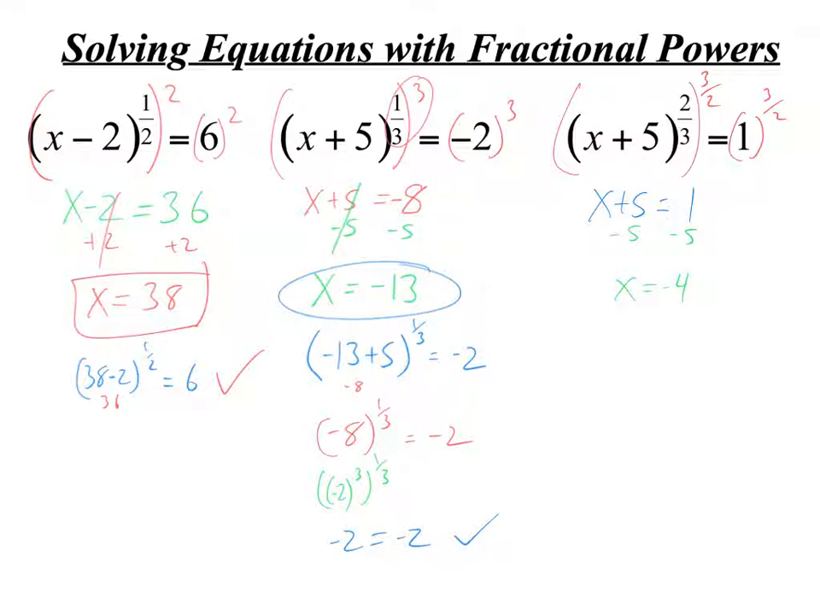Now, does that work? Let's see. Does negative 4 plus 5 to the 2/3 give me 1? That's a 1, right? Will 1 to the 2/3 give me 1? Yes, it does. We're good. So none of these had errors. All of them checked, did not error out. The key for all of these is thinking, how do you get rid of this fractional power?